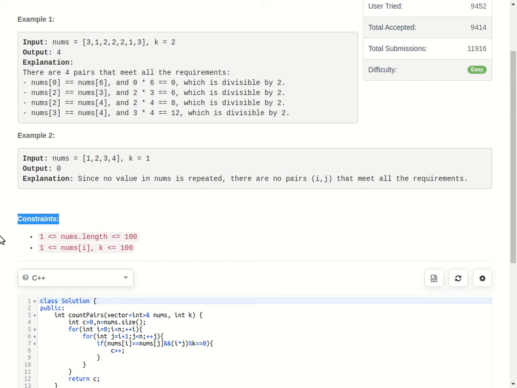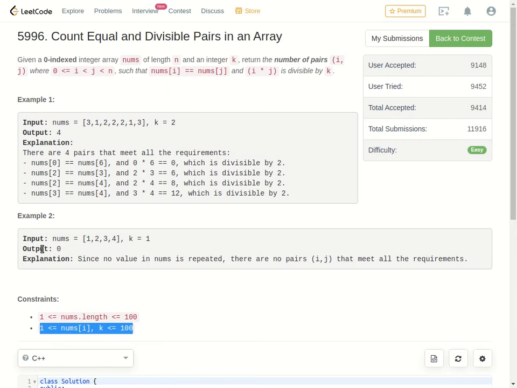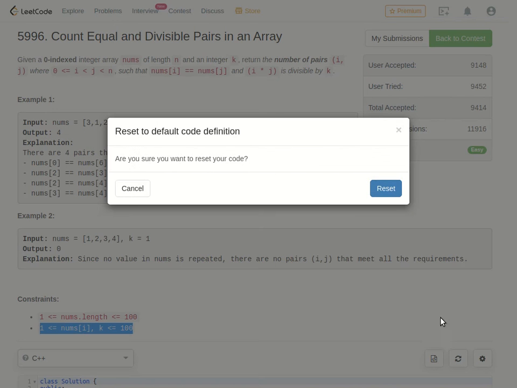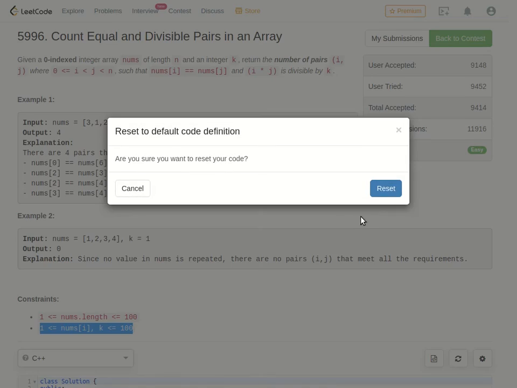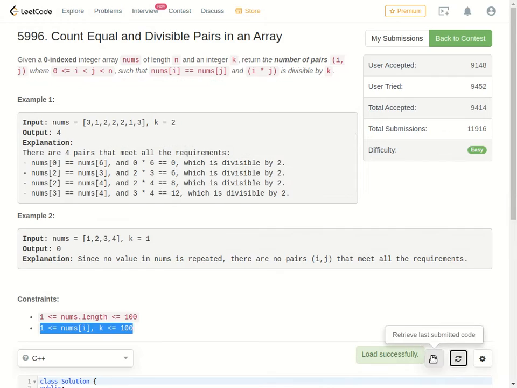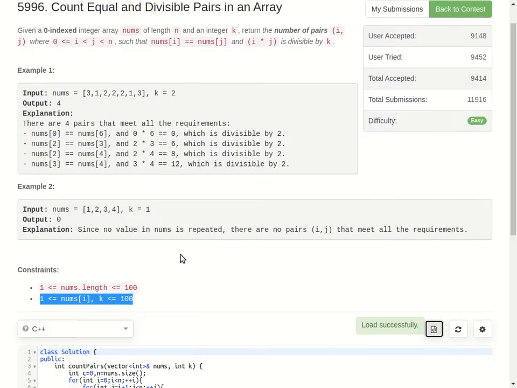So let's look at the constraints. The constraints say that nums.length is less than or equal to 100 and nums[i] and k are both between 1 and 100. So this ensures that we can run an order of n cube or n square algorithm. Even though this is not very efficient in the context of an interview, for the purpose of a live contest, we can just write an n square algorithm.